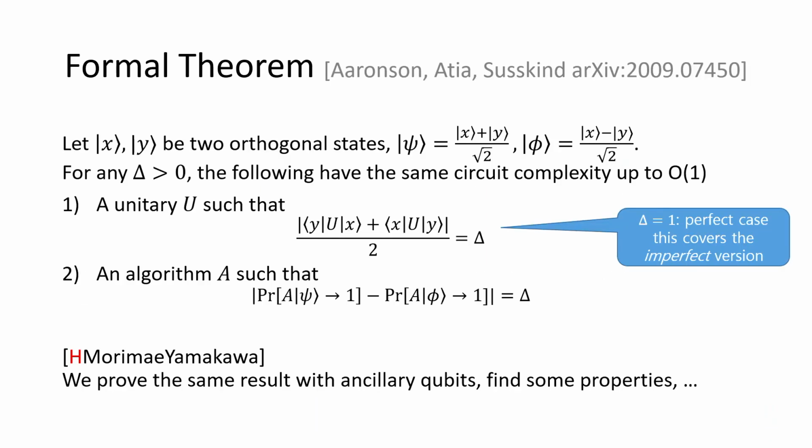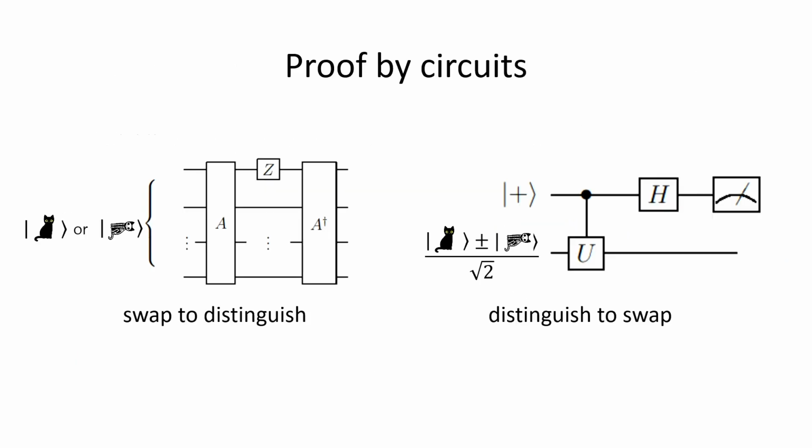Let me talk about the formal statement of this theorem. We consider two orthogonal states x and y, and the states psi and phi, which are x plus y and x minus y. For any positive delta, these two tests are equivalent. The first one is swapping, and the second one is distinguishing x plus y from x minus y. I don't want to describe the proof, but it is really simple, just using some simple circuits.